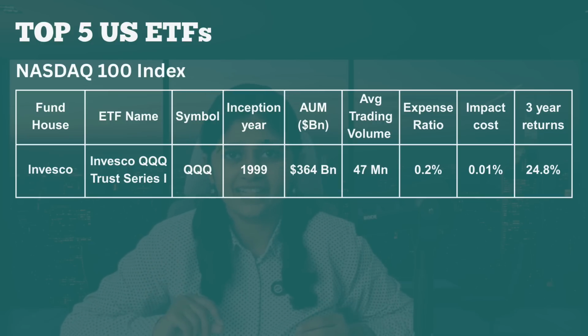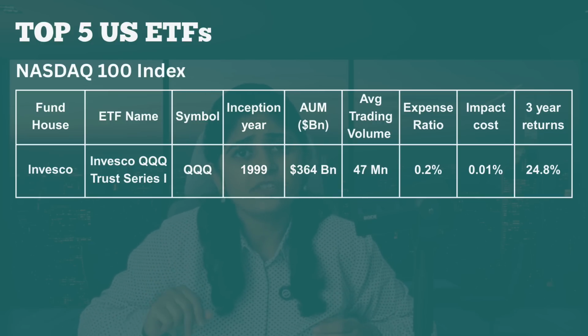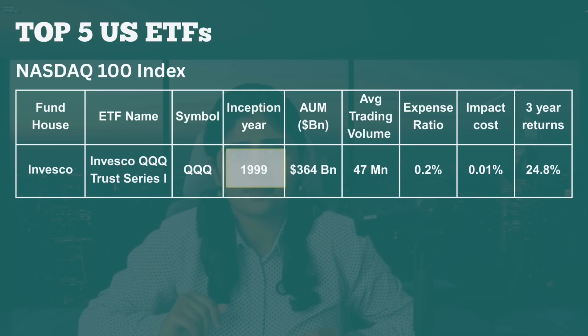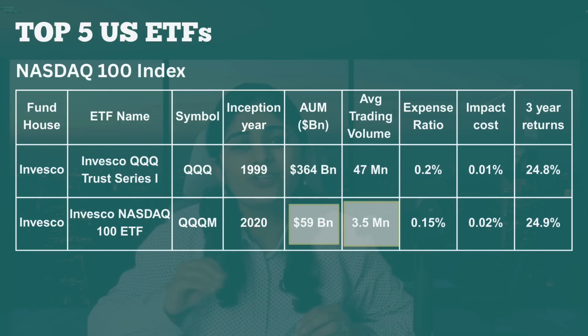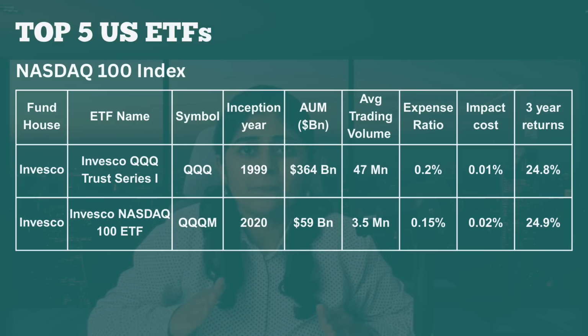There are 2 very popular ETFs by Invesco. The older one out of these 2 is Invesco QQQ Trust Series 1, which was started in 1999. Its symbol is QQQ. The second one, Invesco Nasdaq 100 ETF, was started very recently in 2020. Its symbol is QQQM. Since QQQM was recently started, its AUM and average trading volume both are lower than QQQ. However, QQQM has lower expense ratio of 0.15% compared to QQQ, which has an expense ratio of 0.2%. Hence, for Nasdaq investing, both seem to be good investing options.